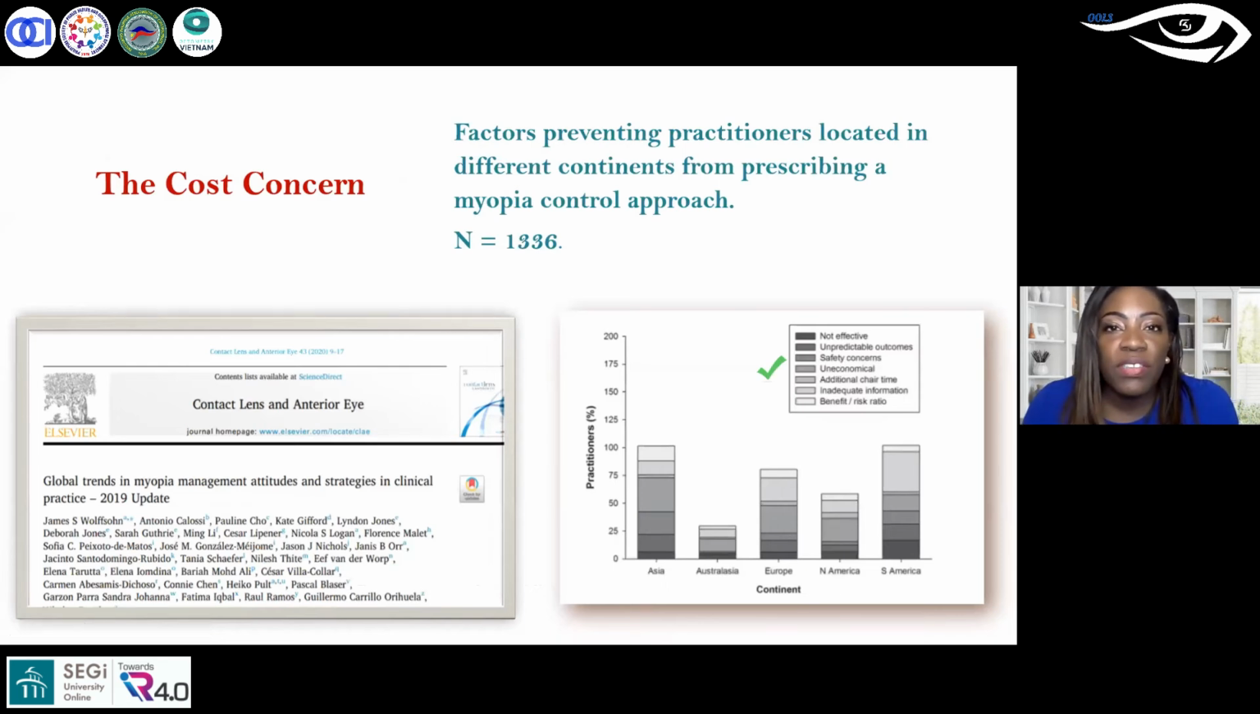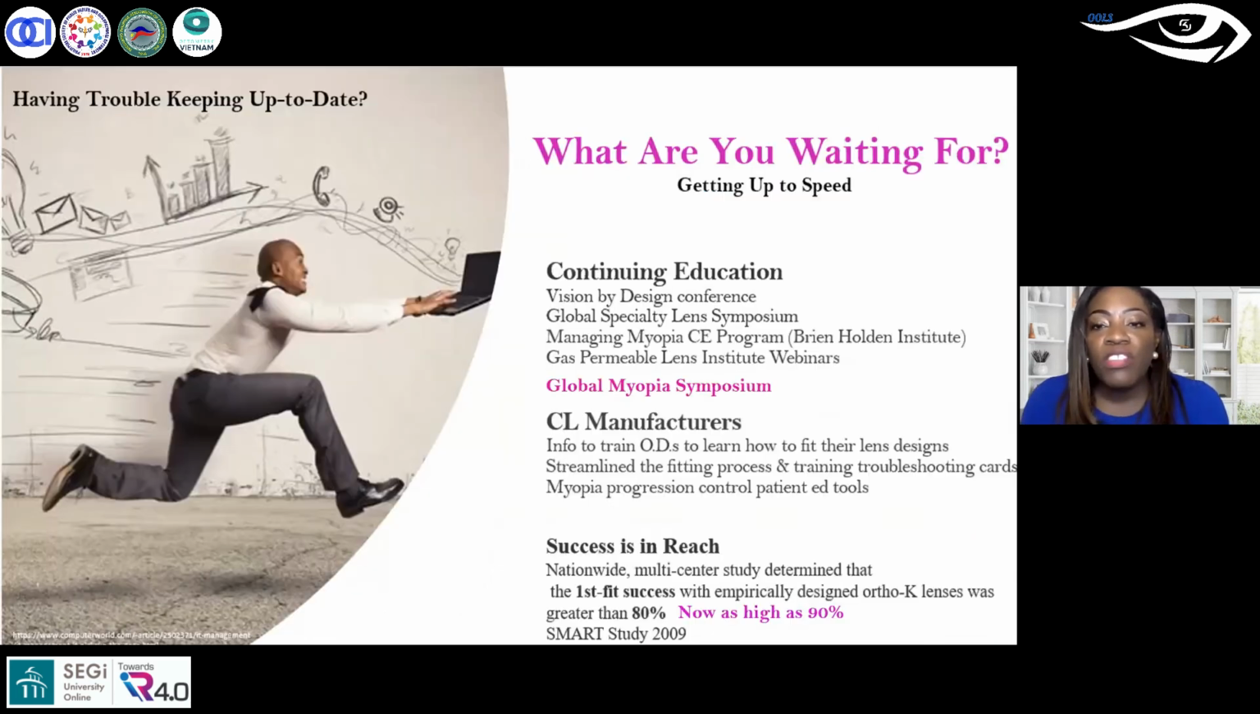From my experience, though, I think that if it's properly explained on the why, the parents want to do all that they can to help their children. So I think it's all in our mind that the parents would not invest in myopia management. So what are we waiting for?